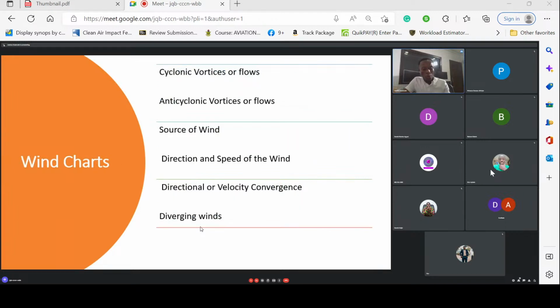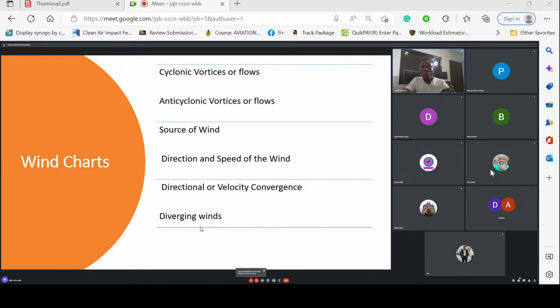Now, we would want to move on to a wind chart. Wind chart will be looking at different levels in the atmosphere, from the low levels to the high levels or the top of the atmosphere. And on a wind chart, these are the things that we are actually looking out for. So whether there's a cyclonic vortex or a cyclonic flow.